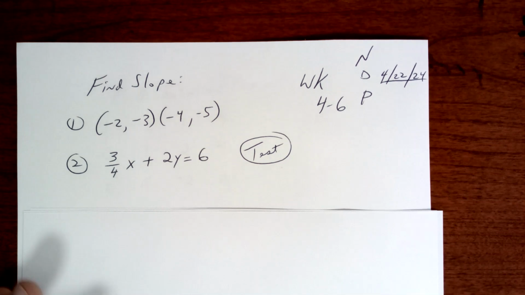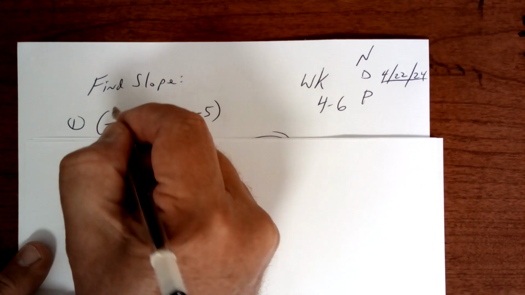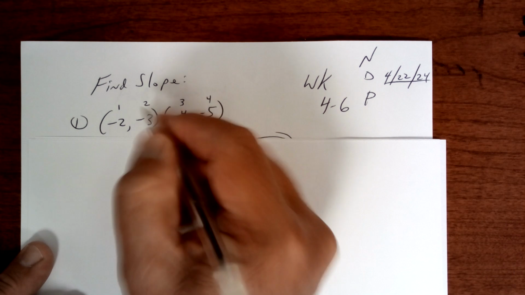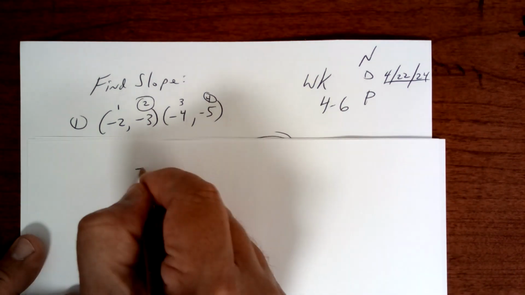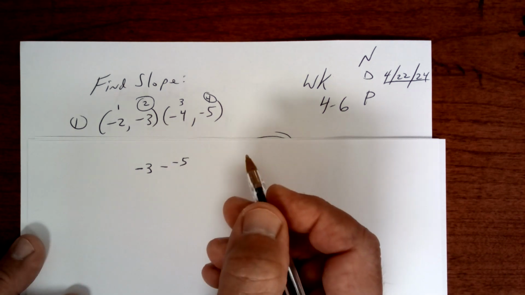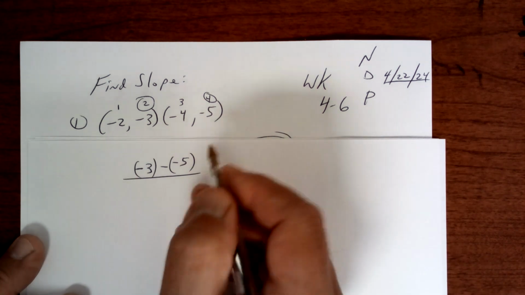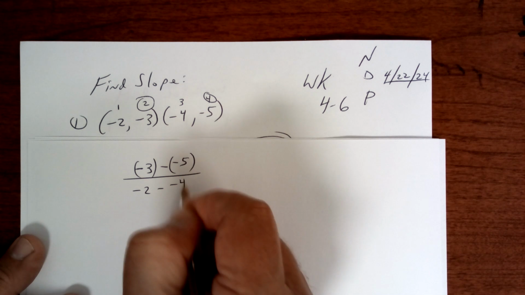We're going to do slope. And on number 1, to get slope, remember this is position 1, 2, 3, 4. Position 2 and 4 go at the top. So it's going to be -3 minus a -5. And then on this other one right here, it's going to be -2 minus a -4, and this right here becomes a plus.